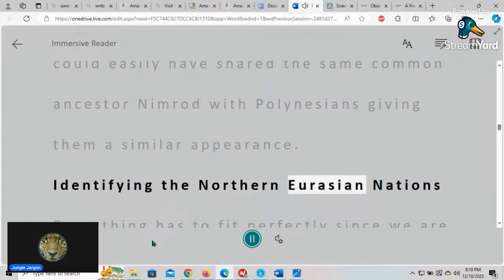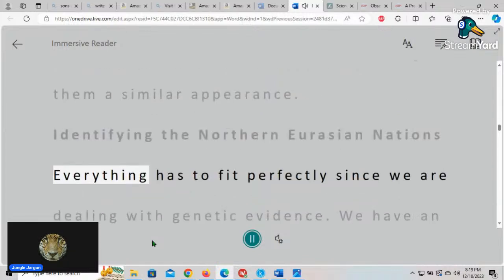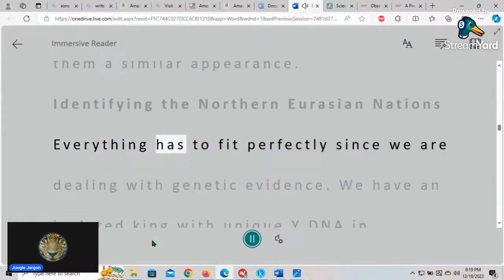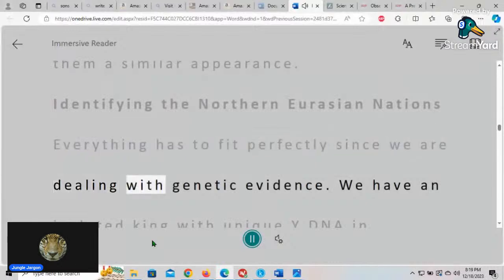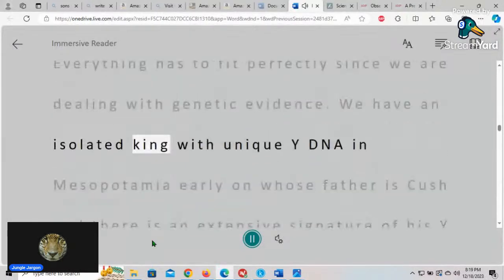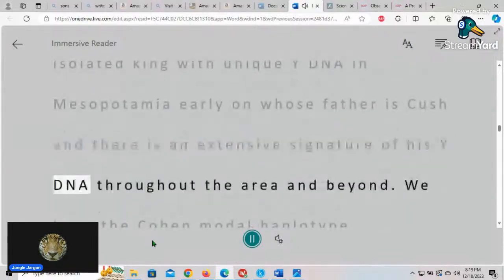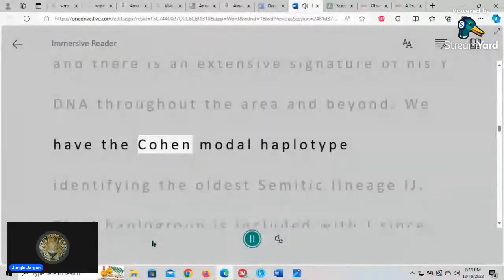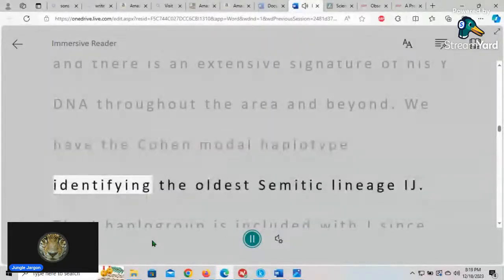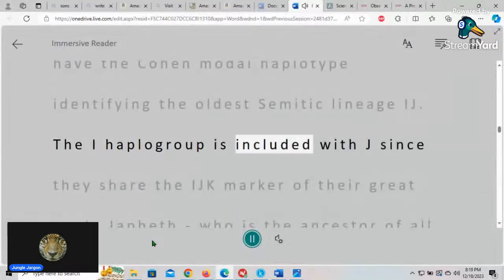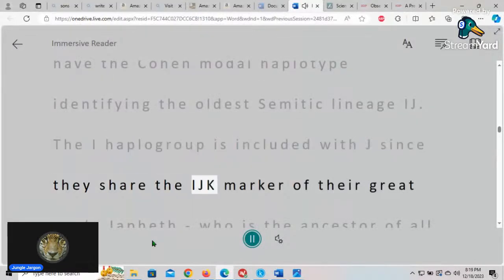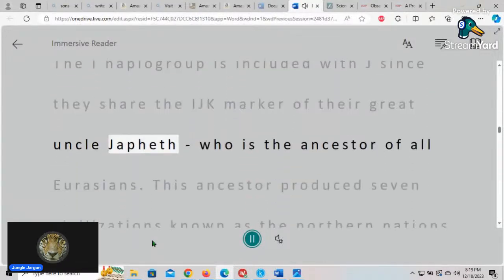Identifying the Northern Eurasian nations. Everything has to fit perfectly since we are dealing with genetic evidence. We have an isolated king with unique Y DNA in Mesopotamia early on whose father is Cush, and there is an extensive signature of his Y DNA throughout the area and beyond. We have the Cohen modal haplotype identifying the oldest Semitic lineage IJ.